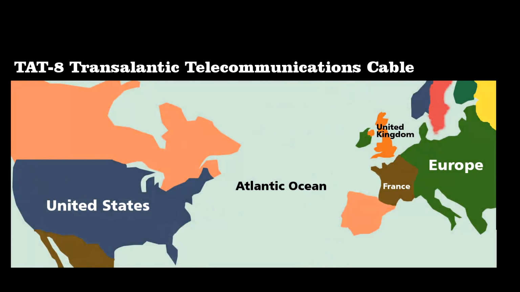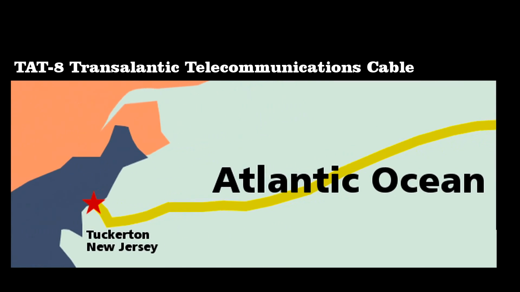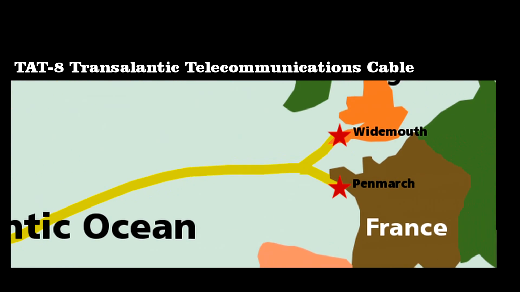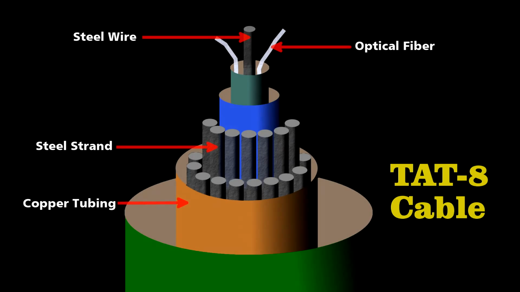One of the greatest engineering achievements was the first ocean-spanning fiber optic cable. It extended from Tuckerton, New Jersey, following the ocean floor over 3,500 miles until branching out to Whitmouth, England, and Ponmarsh, France. Engineers designed the cable carefully to survive on the ocean floor.